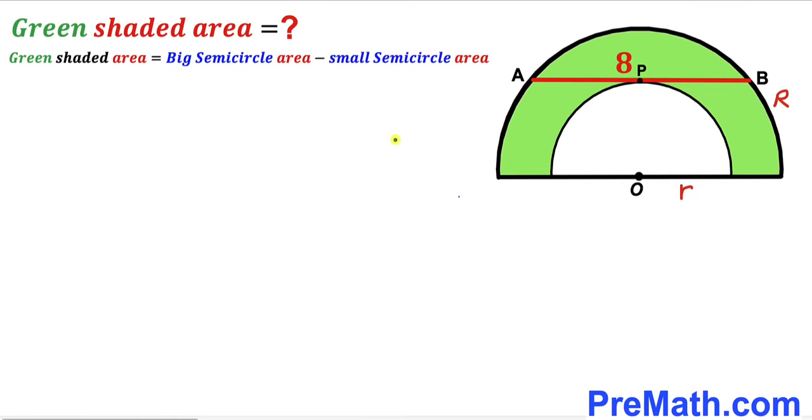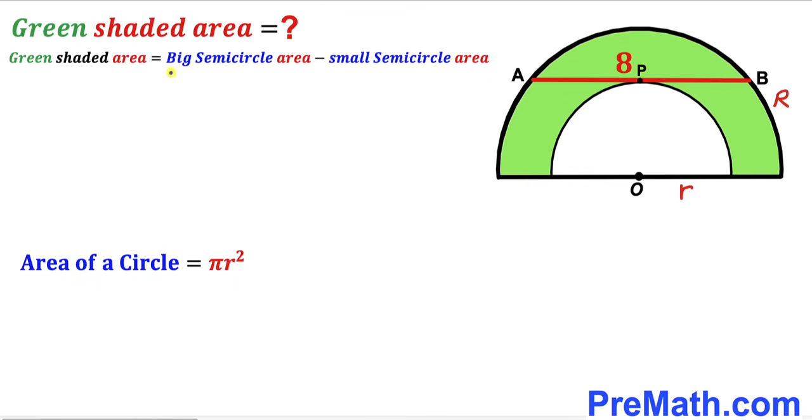Now let's make an observation. We can see that this green shaded region area is going to be equal to the area of the big semicircle minus the area of the small semicircle. Now our task is to calculate the area of the big semicircle and the area of the smaller semicircle as well. Let's recall the area of a circle formula: area is always equal to pi r square, where r is the radius.